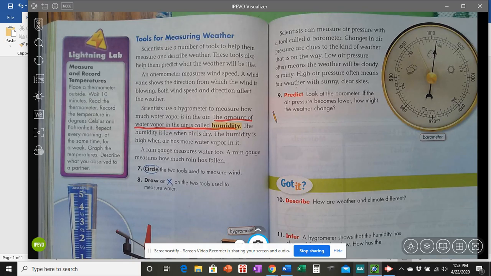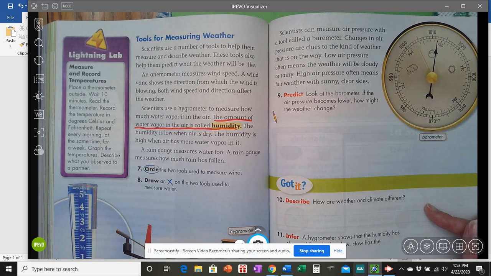Alright, I would like you to describe to a parent how weather and climate are different. And that's the end of our lesson today.